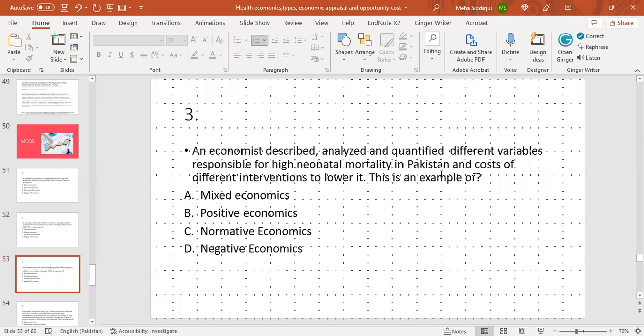MCQ number 3. An economist described, analyzed, and quantified different variables responsible for high neonatal mortality in Pakistan and cost of different interventions to lower it. This is an example of mixed economics, positive economics, normative, negative economics. B. Yes, B is the right option.